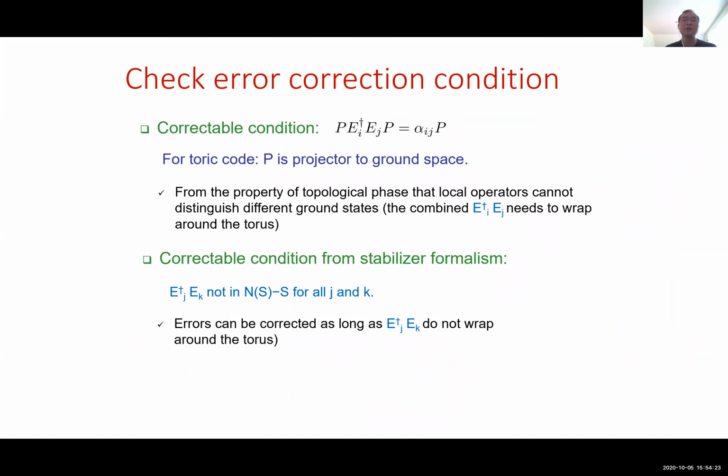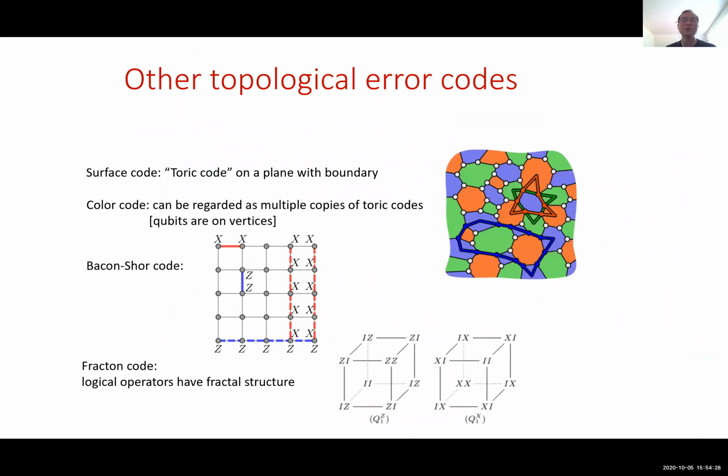Okay, and we talked about the error correction, the correctable condition. I also want to mention there are other topological error codes that I won't have time to talk about. There's also something called surface code. Surface code is really a toric code on a surface with boundary. You could have the so-called smooth boundary like that. You could also have a rough boundary. And the definition is really just still using A_s and B_p.